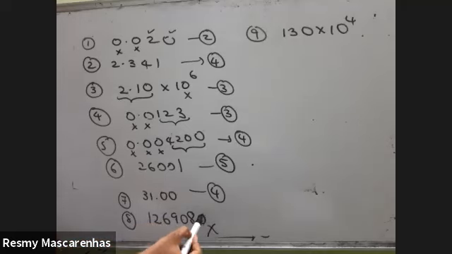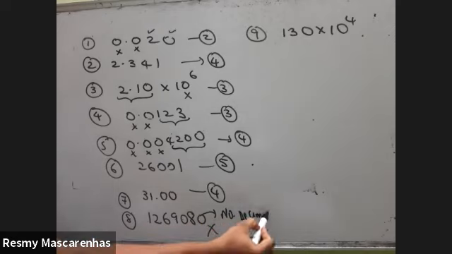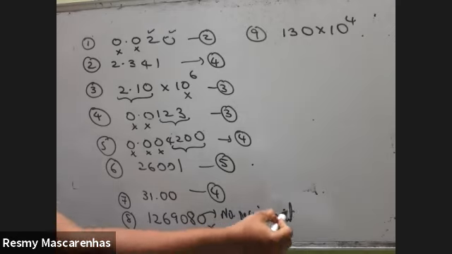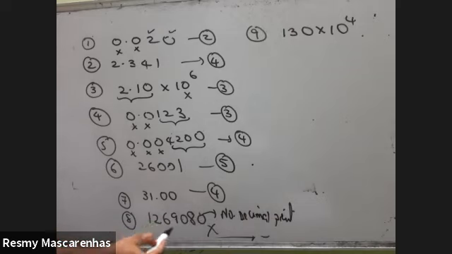This is not to be considered. No decimal point. It's not after the decimal point. So this 0 towards the end cannot be considered. Only here. If there was a decimal point somewhere here, then it would be. So here 6 is your answer.